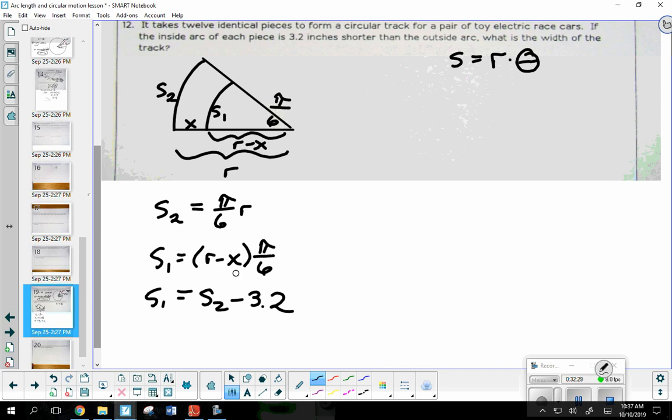If I'm trying to solve for x, I've got to figure out a way to get rid of r and S sub 1. What I did was substitution. I solved this first one for r. If S sub 2 equals pi over 6 times r, what would r equal if I solve that?